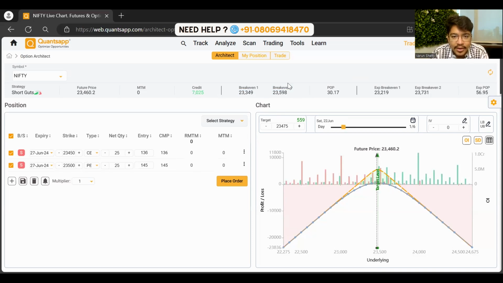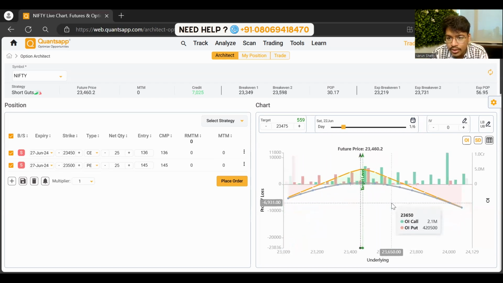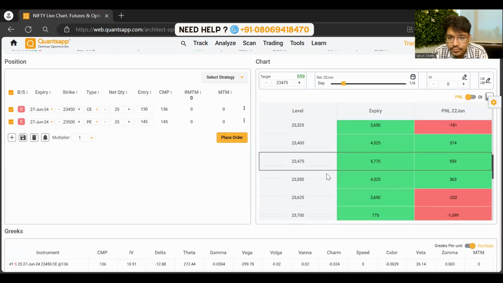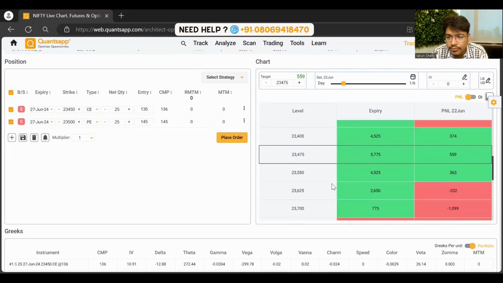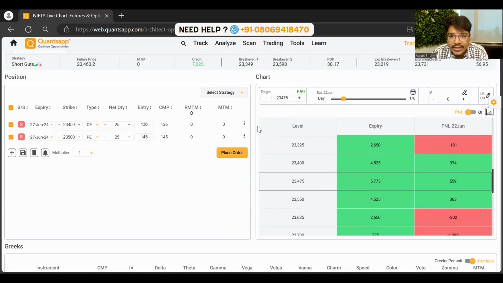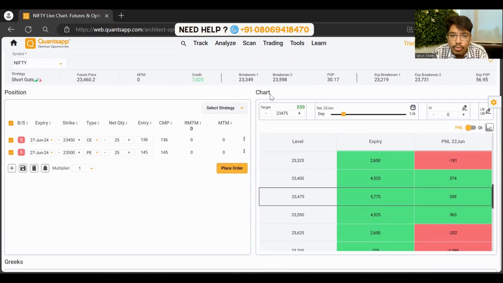So what is the range? 23,350 and 23,600. So 350 and 600 gives me around a 250 point range, which is a decent range for tomorrow. All right, it's a 250 point range if I'm not wrong. Let's see on this chart. Right, for tomorrow, yes, so around here, so it's a 250 point range, which is good enough. All right, so this is my break even for tomorrow, break even 1 and break even 2.